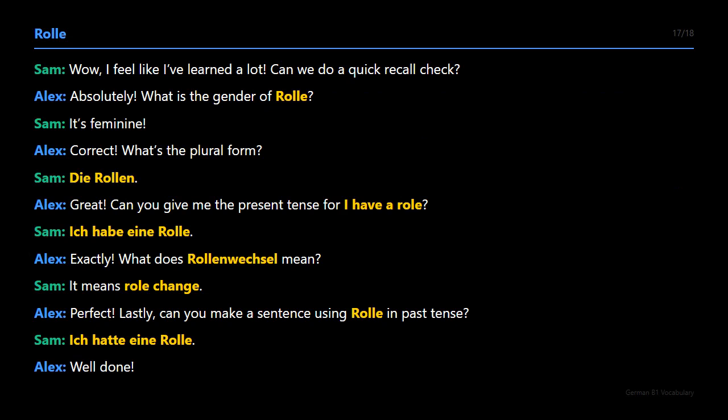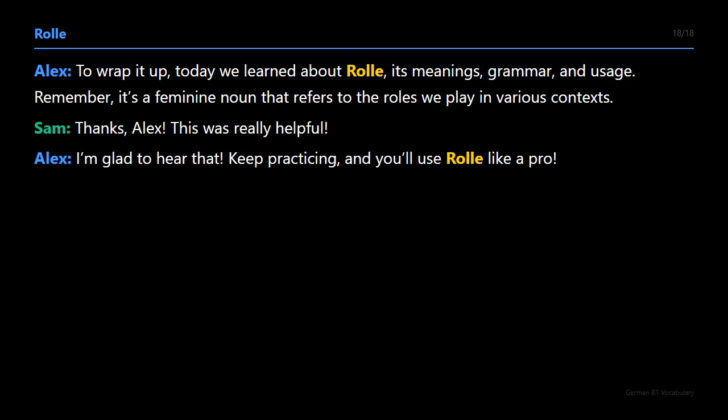Well done. To wrap it up, today we learned about Rolle, its meanings, grammar, and usage. Remember, it's a feminine noun that refers to the roles we play in various contexts.